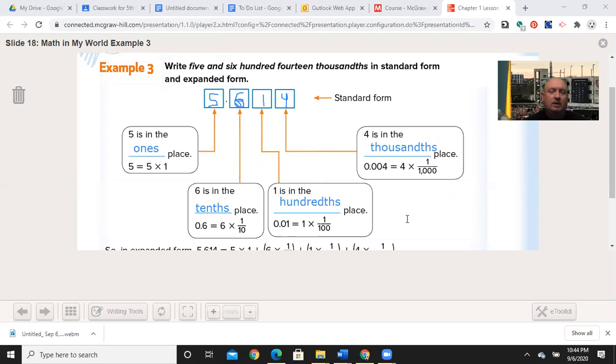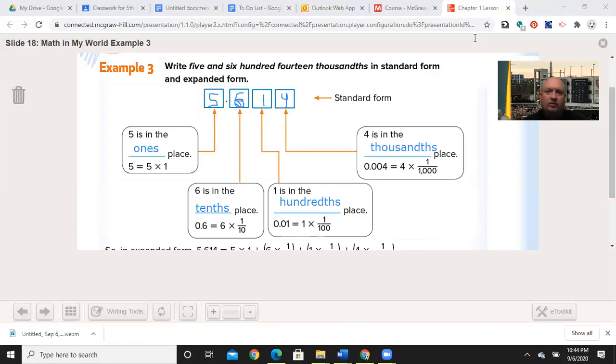Hopefully you have this all written in. If you need to pause the video in order to write this in and then come back, feel free to do so. Well, let's look at the expanded form. So I have 5 times 1 plus 6 times 1/10, that's how you write tenths, plus 1 times 100 in the hundreds place, plus 4 times 1,000.